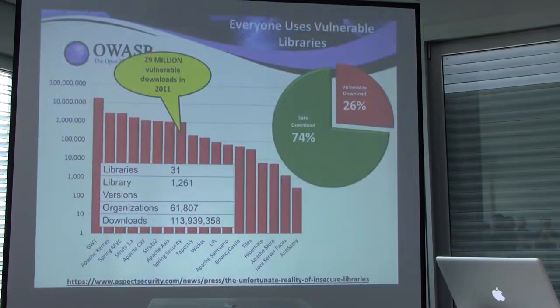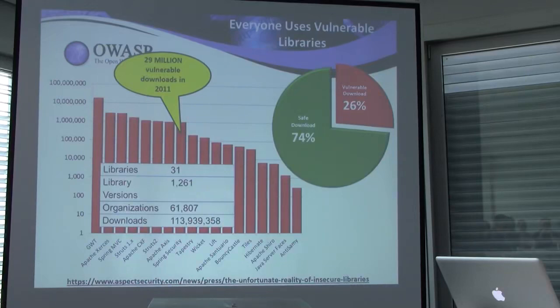So Aspect Security did a study last year, or 2 years ago now, with a company called Sonatype. Sonatype runs Maven Central. Maven Central is the repository for all the Java libraries. It's a single place where any developer can go and download open source libraries. So they have access to some amazing data that no one else has access to. They know how many times every library has been downloaded from Maven Central, and they know every version of every library.